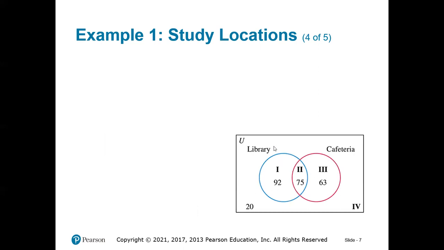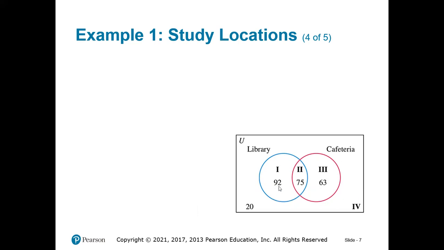So this here is L. The blue one is the set of people studying in the library, and the red one is the set of people studying in the cafeteria. The 75 is justified already. Why 75? Because this region is the intersection region. So we have 75 in region 2: 75 people study in both the library and the cafeteria.